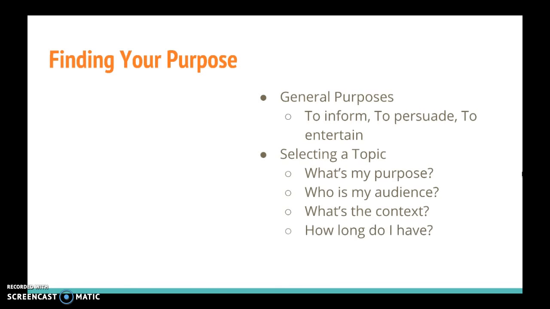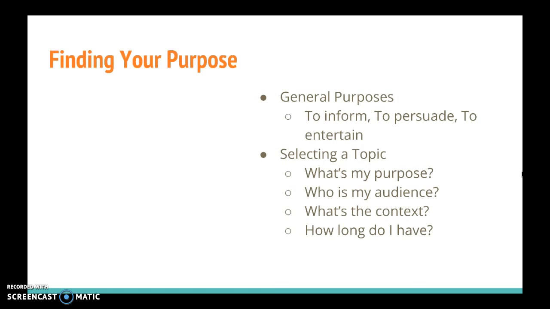And finally, you have to ask yourself, how long do I have in selecting this topic? What is my time frame? So, for example, can I cover this topic in a 6 to 8 or 7 to 9 minute speech? Or do I have to talk about it for a lot longer?